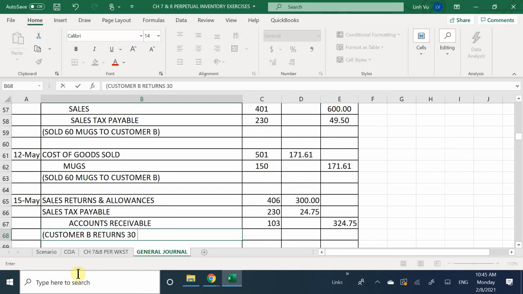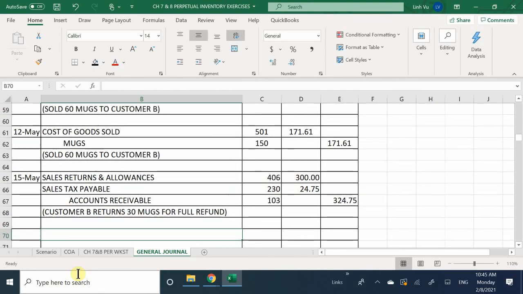So in this case, I'm going to go over here and say customer B returns 30 mugs for full refund. Okay? All right. Now, because he is going to be essentially returning our items, what else do we need to include?